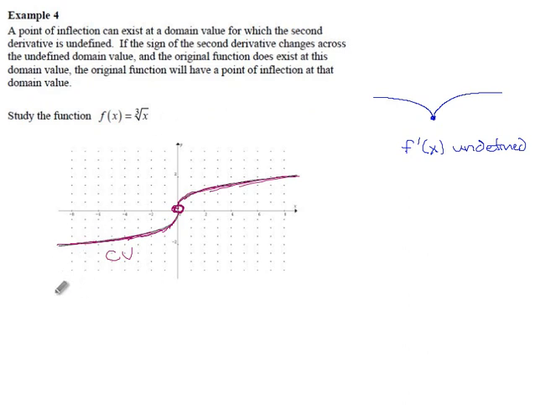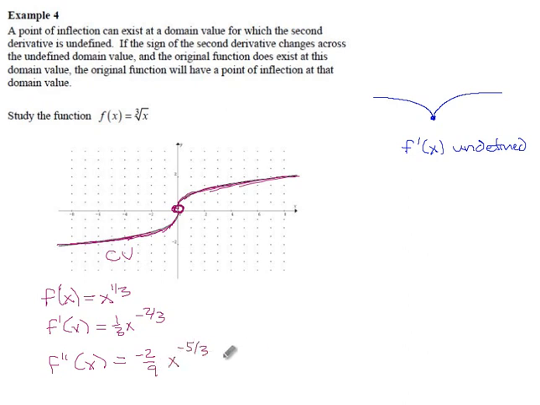If f of x is the cube root of x, meaning f of x is x to the 1/3, then the first derivative is 1/3 x to the minus 2/3, and the second derivative is minus 2/9 x to the minus 5/3, which means minus 2 over 9, and then this is in the denominator because it has a negative power, and it's the cube root of x to the 5th.